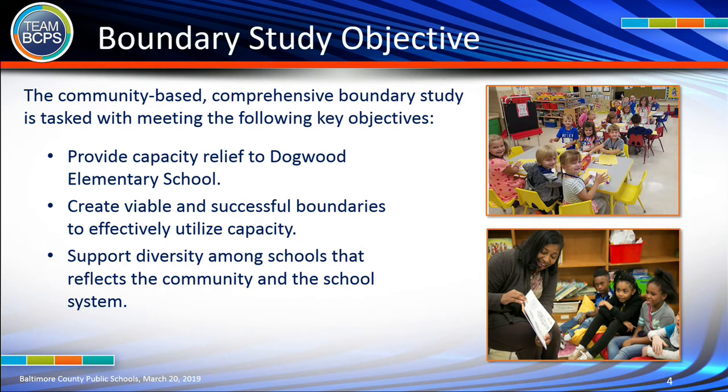Just a recap on the objectives for this process. This is a community-based comprehensive boundary study that's tasked with meeting the following key objectives: to provide capacity relief to Dogwood Elementary School, to create viable and successful boundaries to effectively utilize capacity, and to support diversity among schools that reflects the community and the school system.